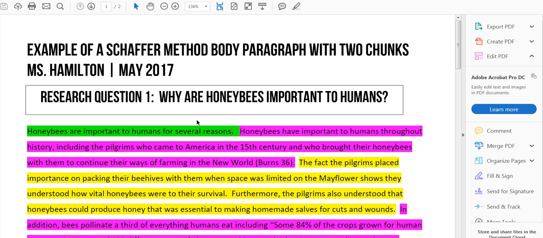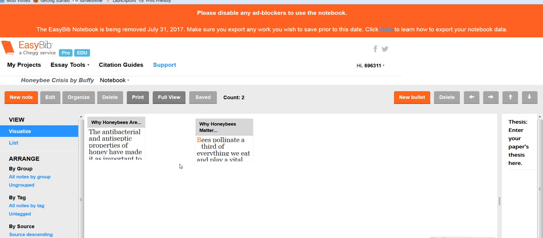Next, I'm going to begin with a concrete detail. This is called CD Sentence 1. I have highlighted it in pink. A concrete detail is a specific piece of evidence or an example that I have found through my research. This is where your note cards will come in handy. Let's take a look. I can look to my note cards for specific evidence or examples that I can use either in my own words or that I can copy word for word as a concrete detail sentence.